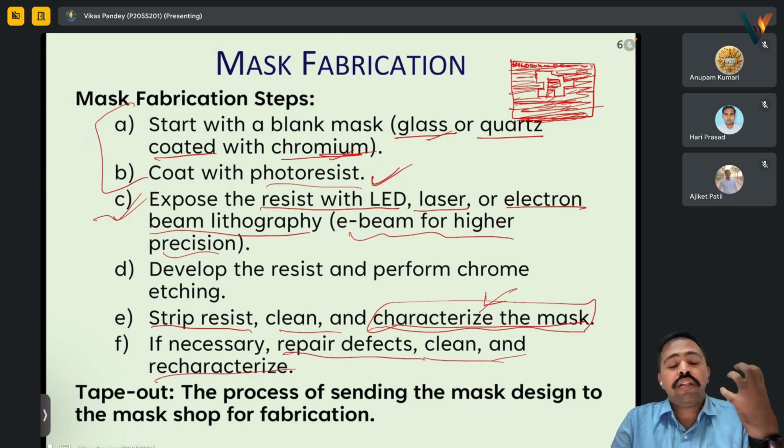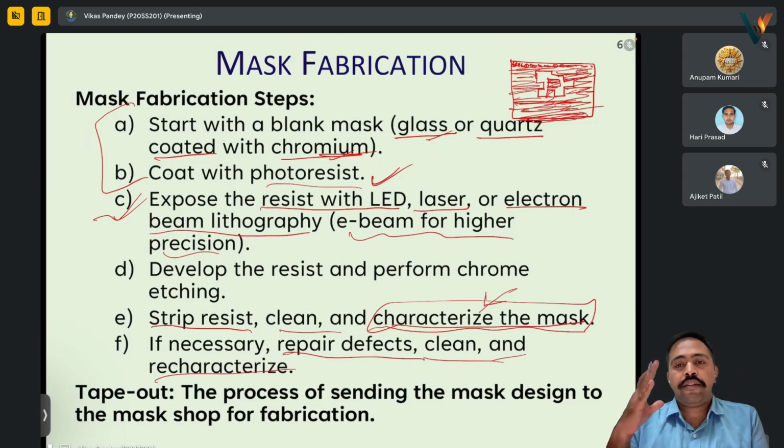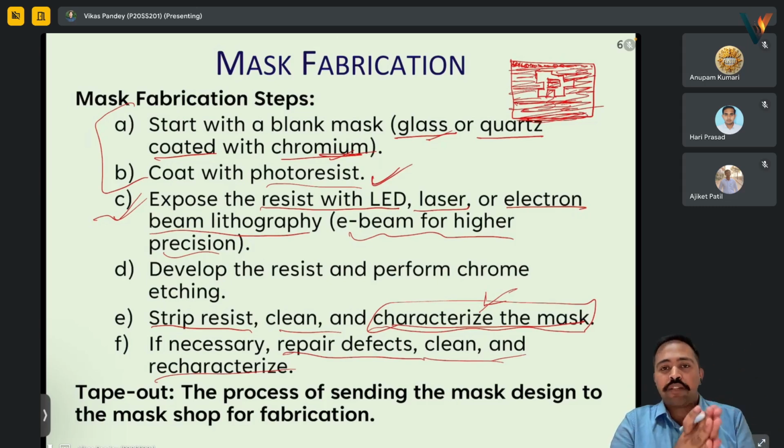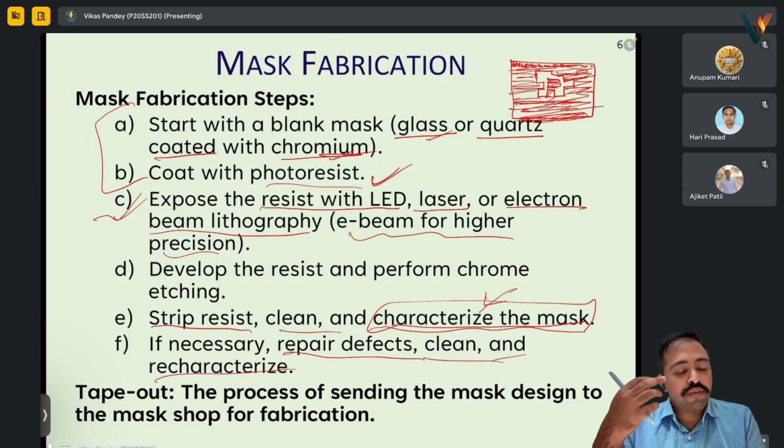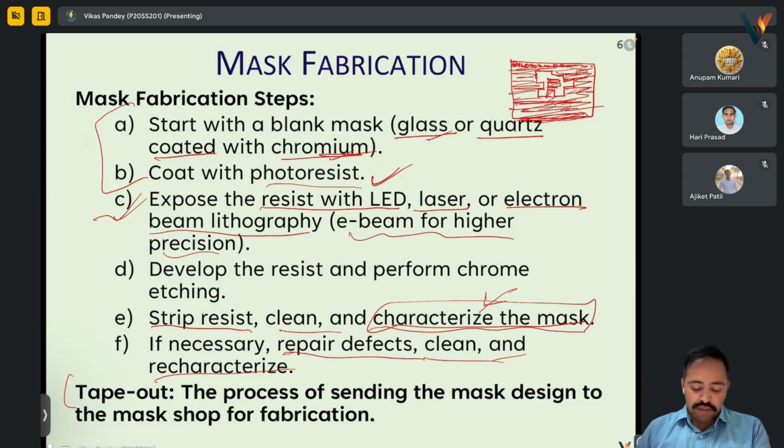What is the whole process that is done by the mask shop, the place where this mask will be made? If you are not making the mask, if you are just making the design and sending the design to someone to make the mask, that process is called tape out. Sending the mask design to the mask shop for fabrication.